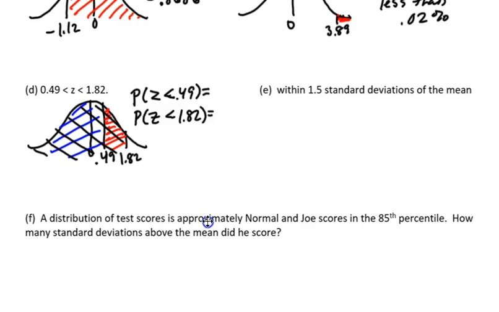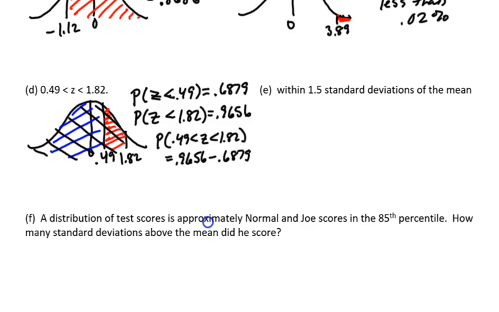Less than 1.82 would be 0.9656. Less than 0.49 is 0.6879. So the probability that Z is in between these two values, 0.49 is less than Z is less than 1.82, is equal to 0.9656 minus 0.6879, or 0.2777. Okay, so we actually just are subtracting two regions from each other.